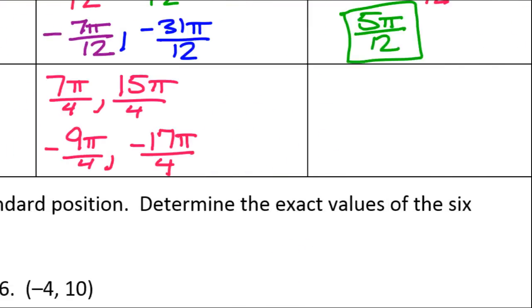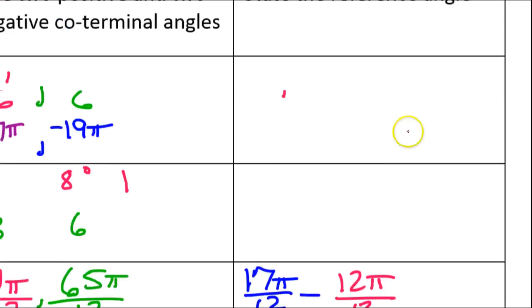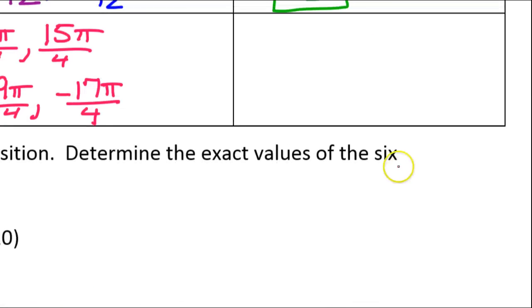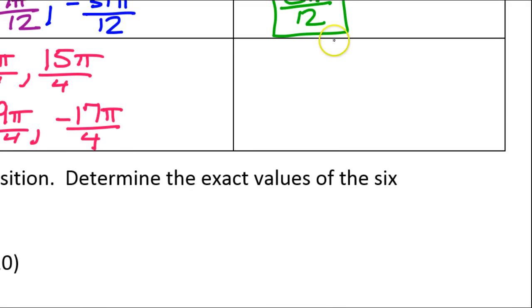Now, because this is a special angle, stating the reference angle is trivial. Because for the special angles, you just look at the denominator and see how it's 4. Then the reference angle will just be pi over 4. So it really doesn't take any thought. And that is going to be a good place to stop this video.